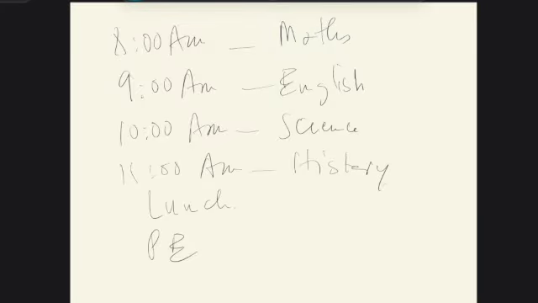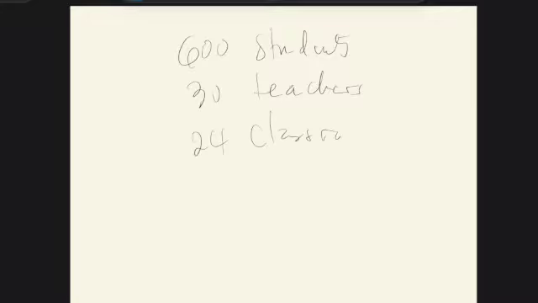Now think about everything happening behind the scenes. Our school has 600 students, 30 teachers, 24 classrooms, and 6 class periods.